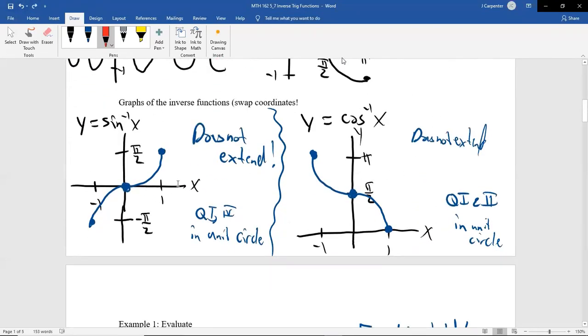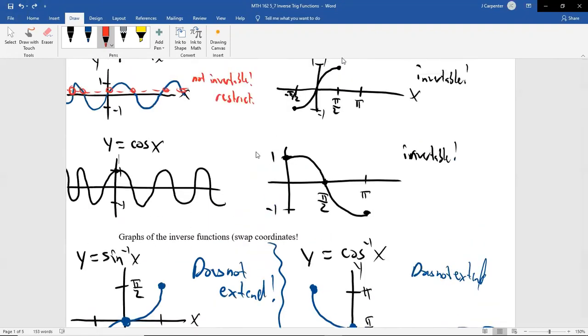We showed the graphs of the inverse functions. We explained the reasoning as to why they loop around in opposite directions, because remember, with an inverse function, the idea is you're swapping x and y coordinates. Bigger picture, it means you're reflecting across the line y equals x.